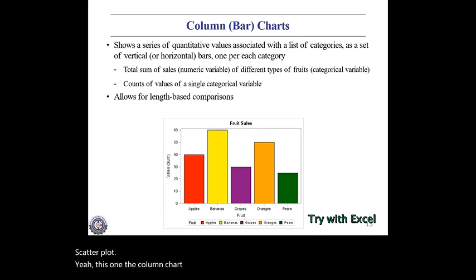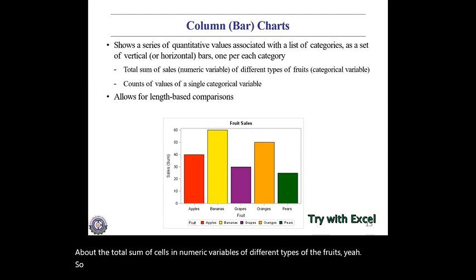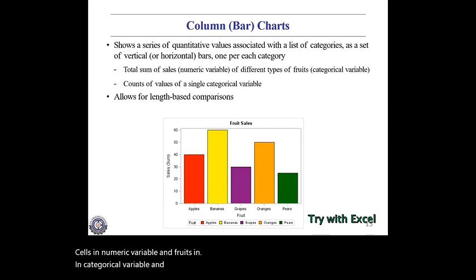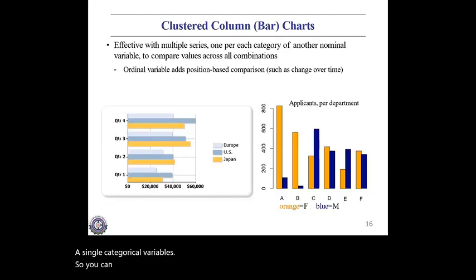So I have explained this part, about the total sum of sales in a numeric variable for different types of fruits. Sales is the numeric variable and fruits are the categorical variable, and counts of values for single categorical variables. So you can see this one, and the cluster column or bar chart.